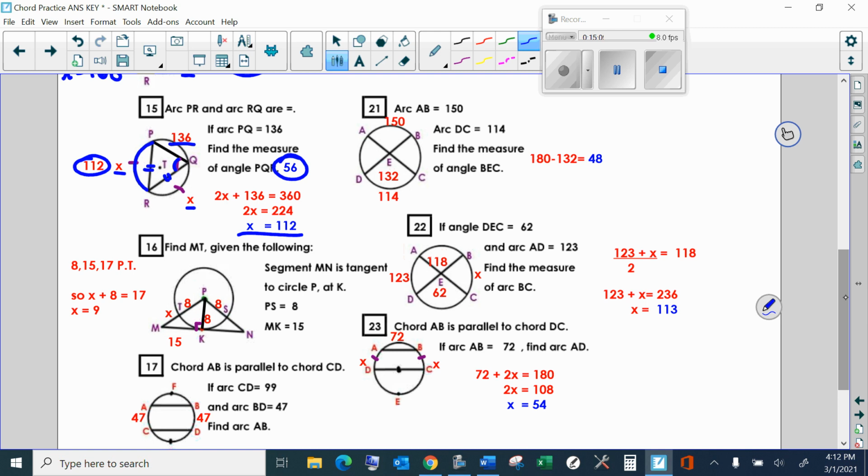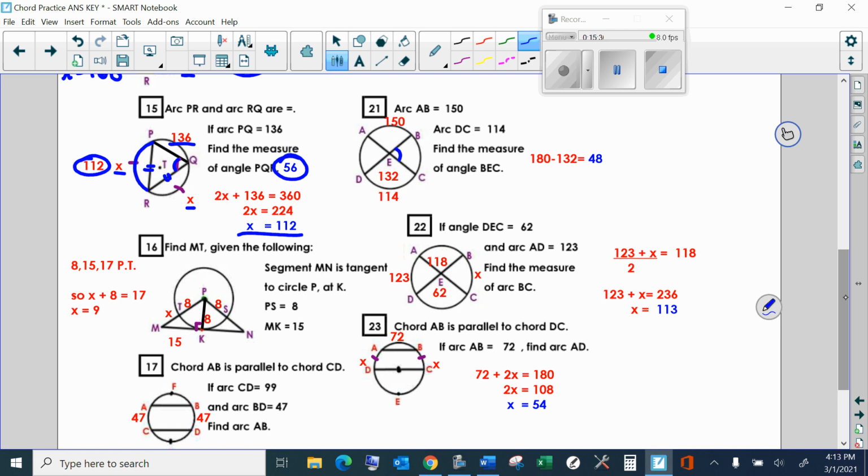Okay, 21. Arc AB is 150. Arc DC is 114. Find the measuring angle BEC. BEC is this one right there. But I can't just go right to that, but I can find DEC and then just use the linear pair theorem from there. Okay, so again, how do I get DEC?